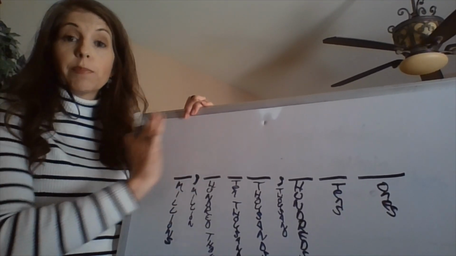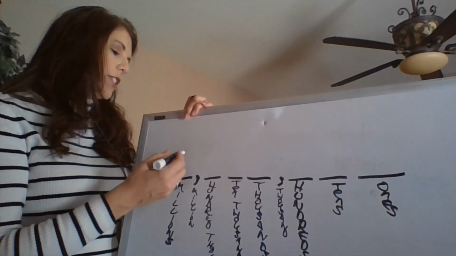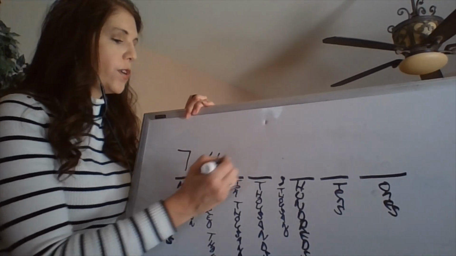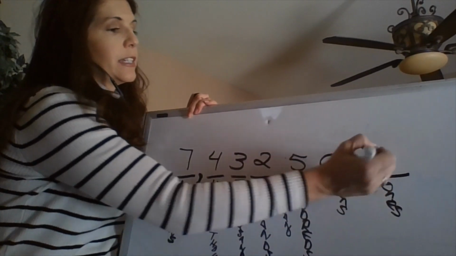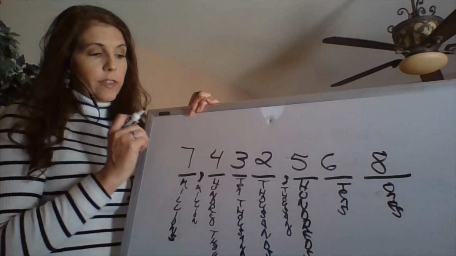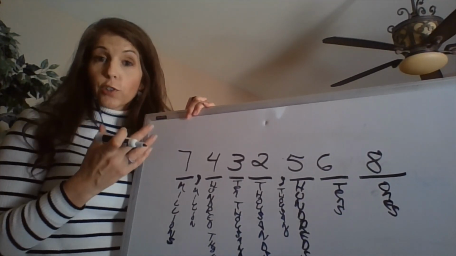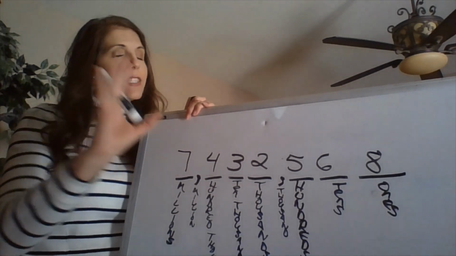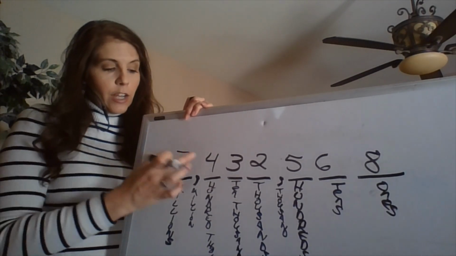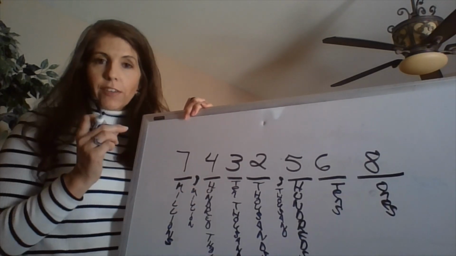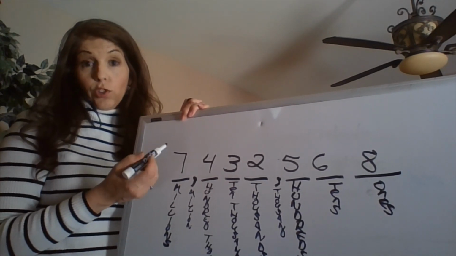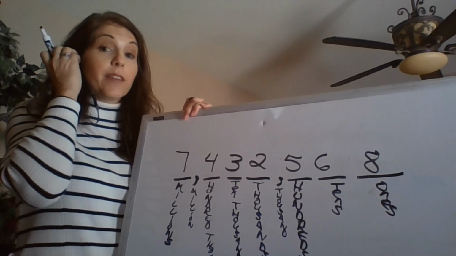So if I'm going to just pick some random numerals and pop them in here, I'm going to have a 7, 4, 3, 2, 5, 6, and an 8. I want to read this number. Remember, I'm looking for groups of 3, and I'm going to read the groups of 3 just like I did in kindergarten. Right here, I'm looking for a group of 3. I don't have 3, so I just have that one number. It's a 7. So I say 7.